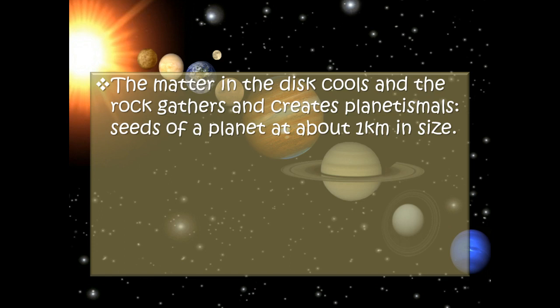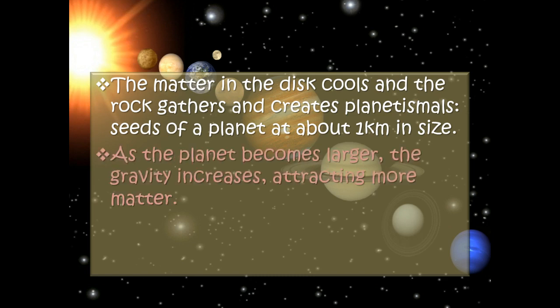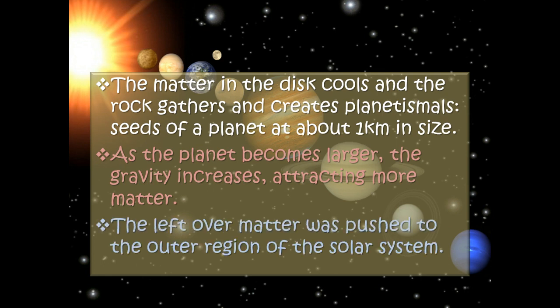The matter that gathered together for those planetesimals, some of them still exist in our solar system in different parts, known as the asteroid belt, the Kuiper belt, and the Oort cloud. But once the seeds become about 1 kilometer in size, they have enough gravity to begin collecting more matter to become a larger planet. Then as the planet becomes larger and larger, it will attract more matter, and sometimes that's how moons are captured in orbit, such as with Jupiter and Saturn. The leftover matter we theorized was what was pushed out to the outer regions of our solar system.